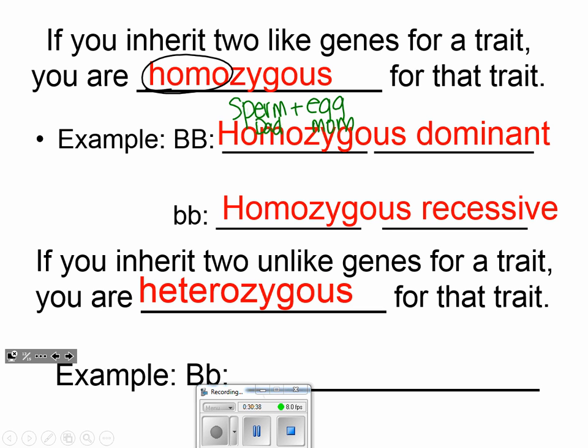All right, big B, little b is what? No, what is it called? Heterozygous or homozygous? Big B is dominant. Little b is recessive. So the genes alike or different? Different. One's dominant, one's recessive. Heterozygous, because I'm different. All right, heterozygous for brown eyes.